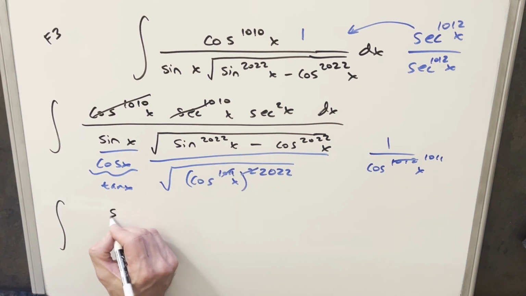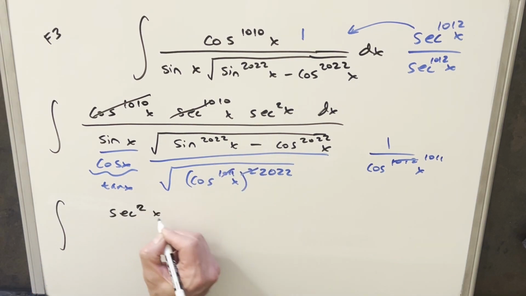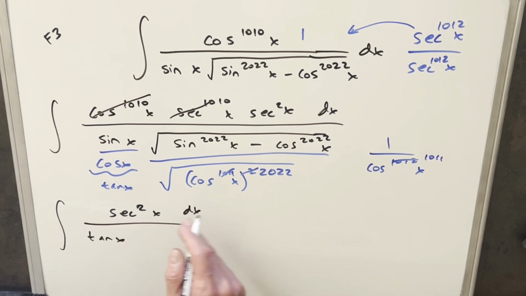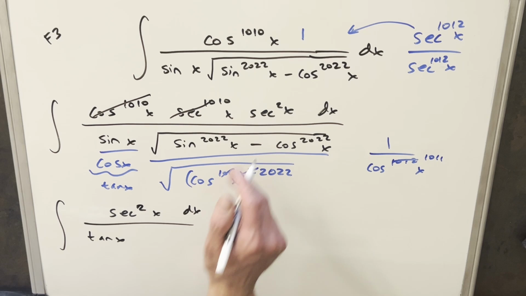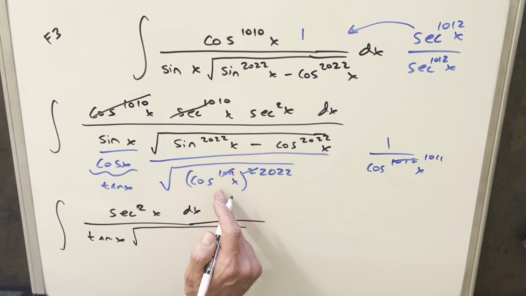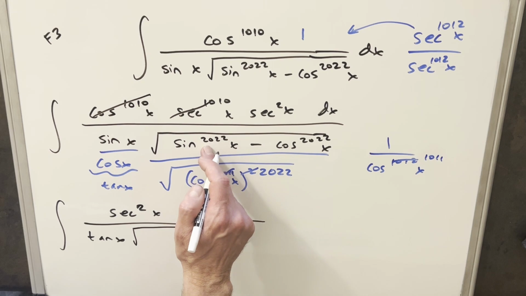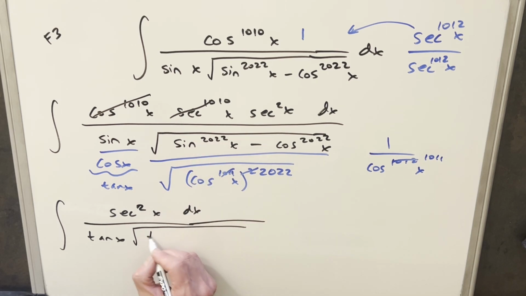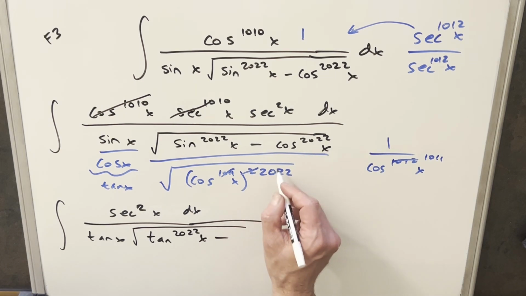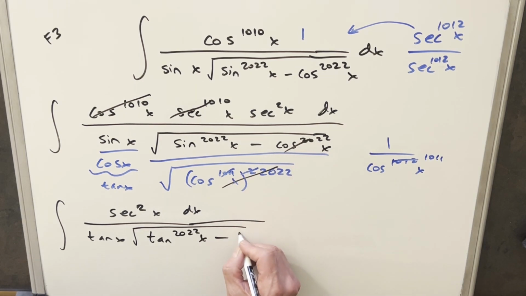So I'll rewrite this just to clean it all up. In our numerator, we're going to have secant squared x dx here. This right here is just tangent. And then let's divide this cosine x to the 2022 into the square root. So on this first term, cosine x to the 2022 divided into sine 2022x is going to give me tangent of 2022x minus, this here is actually the same as this, so these are essentially going to cancel, and we're just going to be left with a 1.